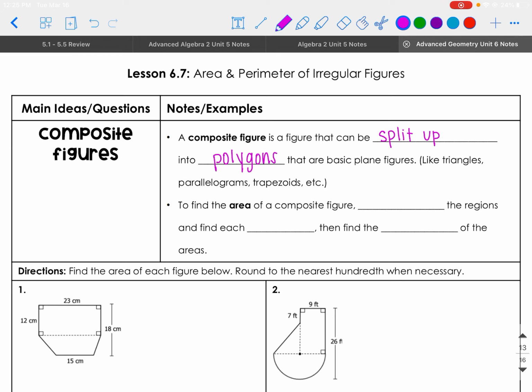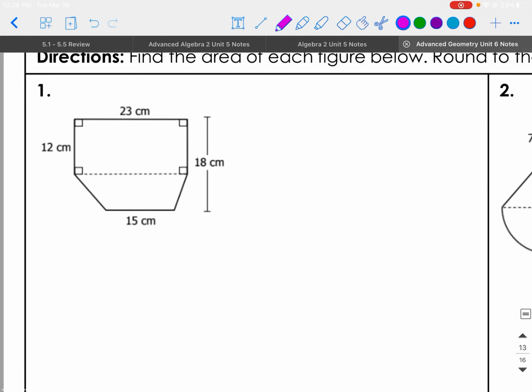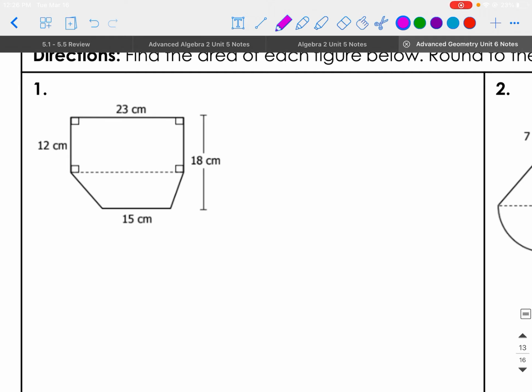To find the area of the composite figure, we are going to separate the regions and find each area. Then find the sum of those areas. So add them all up. So number one, we have a rectangle and a trapezoid. So we're going to find the area of the rectangle and the area of the trapezoid.